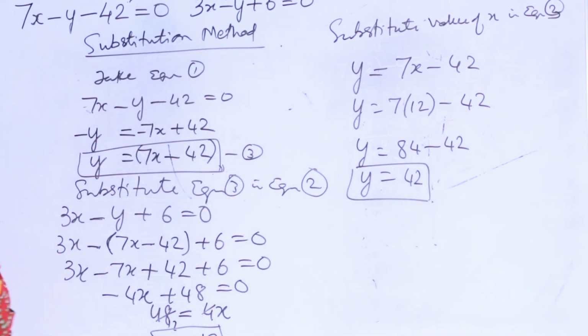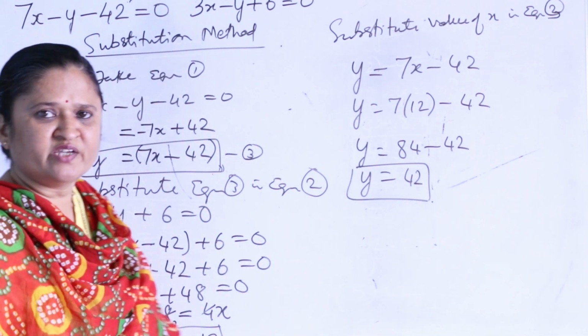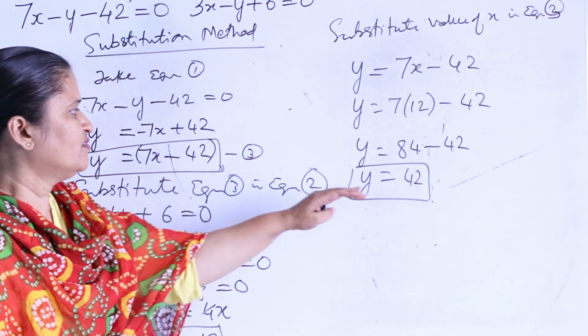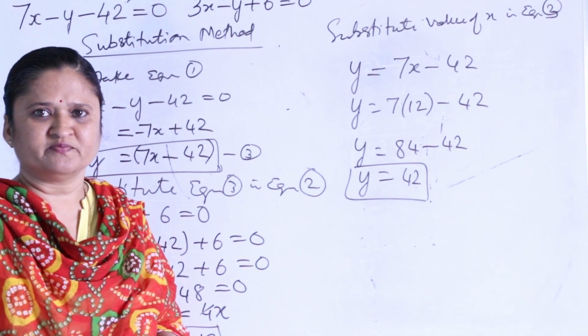We got the same values using elimination method also. Right? X is equal to 12, Y is equal to 42.